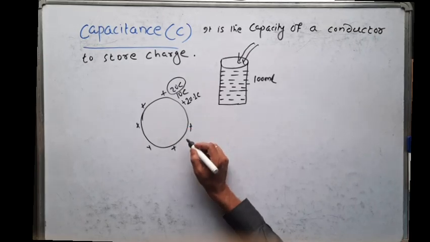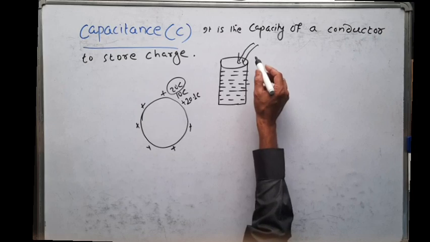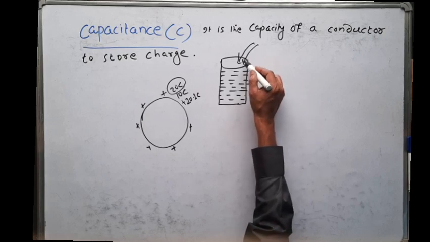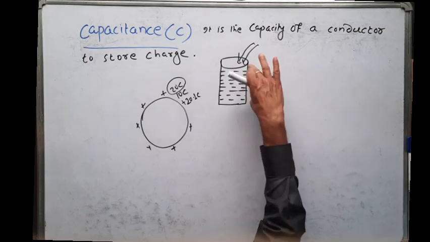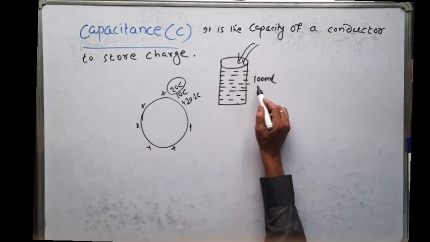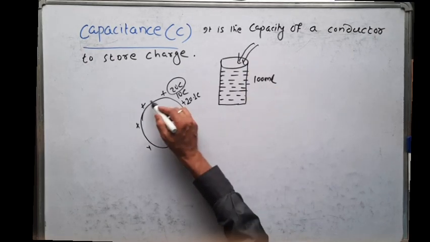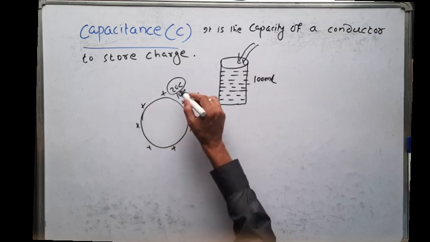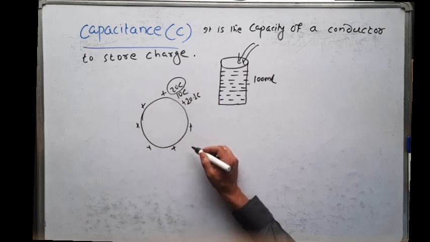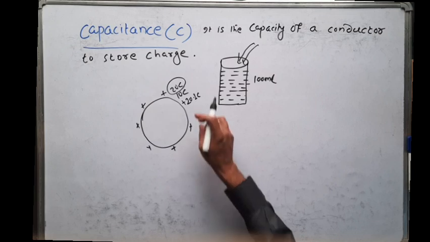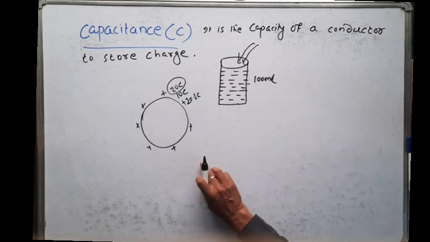Let us take an example. So why so? Just like if you add extra water in the glass, the water will leak out. The maximum capacity of the glass is 100 ml. Similarly here for this conductor, let us say the maximum capacity of charge is 20 coulomb. So if we add extra charge, what will happen?